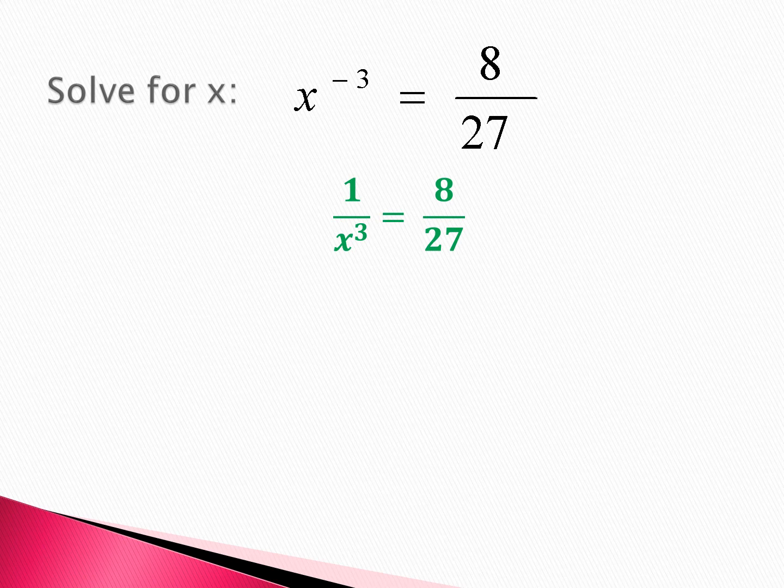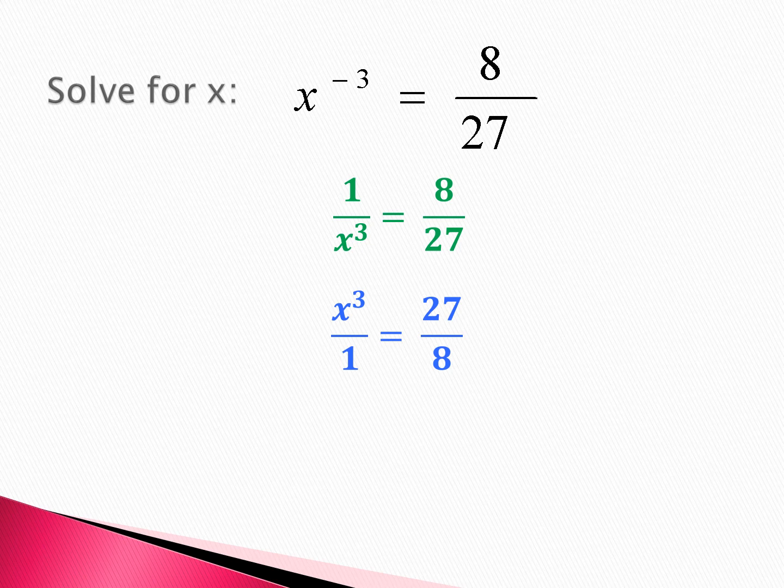Now, we have a rule that says, because you're like, ooh, I don't want that, that's going to be hard, I don't want to cross multiply and solve. You don't have to cross multiply and solve, because we have a rule that if you flip the left side, you have to flip the right side. As long as you flip both sides, the fractions are still equal. So I'm going to flip that to be x cubed equals 27 over 8.